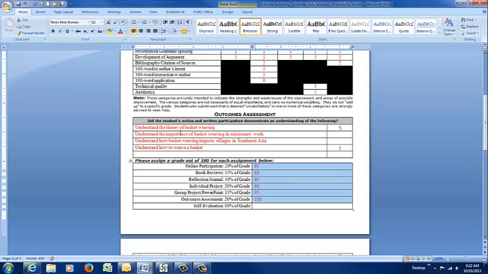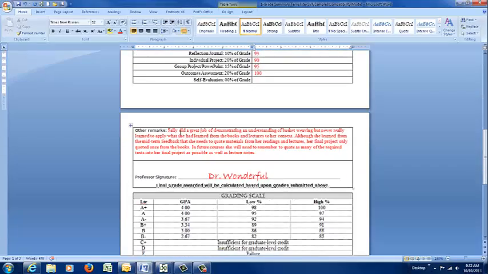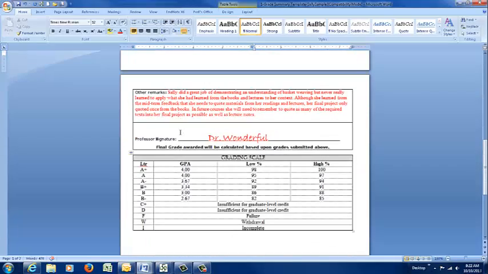So online participation, she was very good. She got a 93 because she participated, she was interacting with the other students. But when you come down here to the individual project, she didn't do very well. She only got a 90, which I think is a B. And you can look down here and see that a 90 is a B+. So let's go back up.